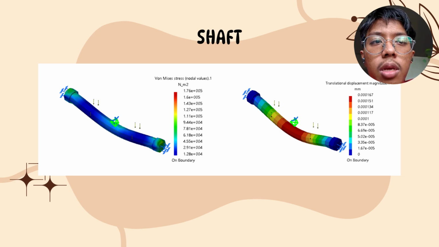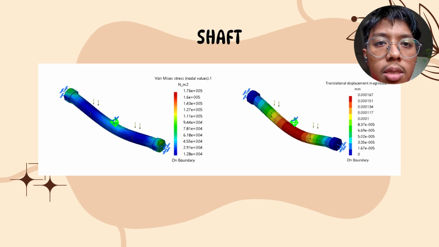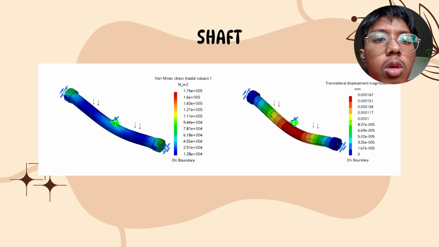The maximum stress is concentrated at the fixed end support, which is typical for a beam-like structure under a distributed load. According to our data, the maximum von Mises stress for this particular part is 1.76 times 10 to the power of 5 Newton per square meter, while the minimum is 1.28 times 10 to the power of 4 Newton per square meter.